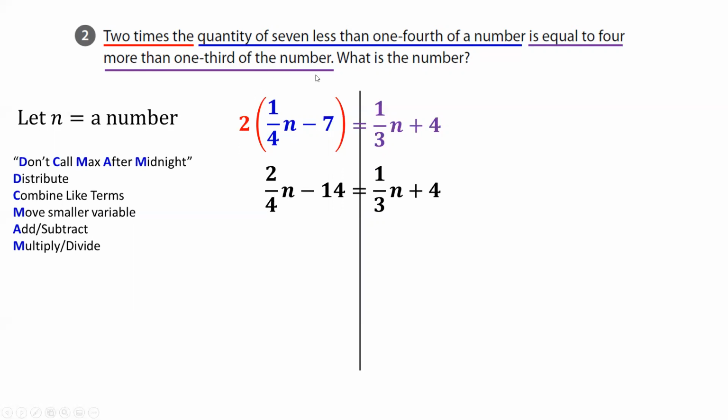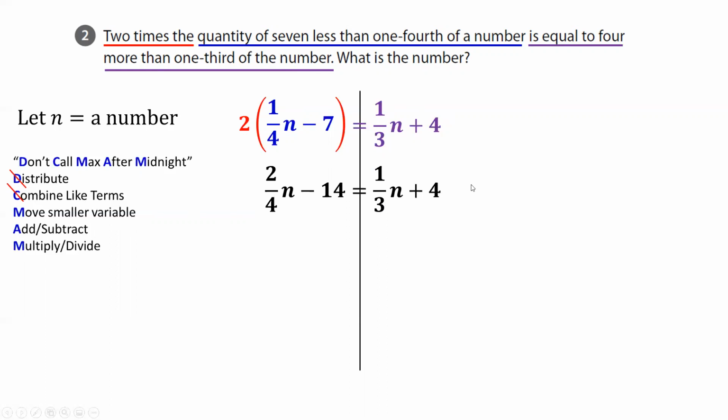Now I'm going to do 2 times -7. 2 times -7 gives me the -14. On the right side, I don't have to distribute, so I just bring it all down. I can now cross off the first step in our list. Now I'm going to check, can I combine like terms? On the left side, I cannot, and on the right side, I cannot, so I can skip that step. Before I move the smaller variable, what I'm actually going to do is eliminate the fractions because a lot of us can't add or subtract fractions because we may have forgotten how to.